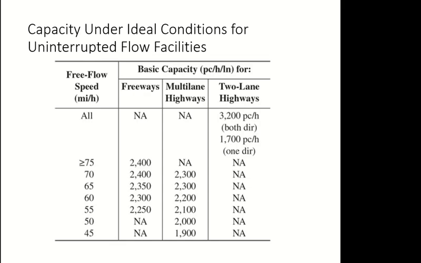Okay, this table provides you capacity under ideal conditions for different types of highways. We have three types of highways: freeways, multi-lane highways, and two-lane highways. And we have the capacity for each one of them under ideal conditions. What we mean by ideal conditions, we'll discuss later on. But you can see for freeways and multi-lane highways, the first two columns, the capacity changes as per the free flow speed.